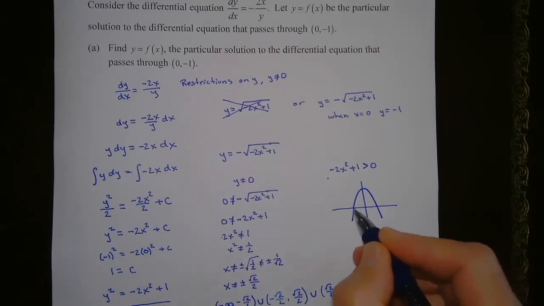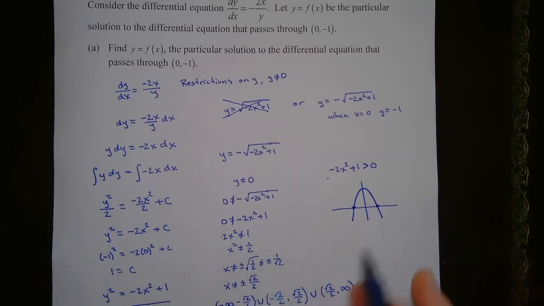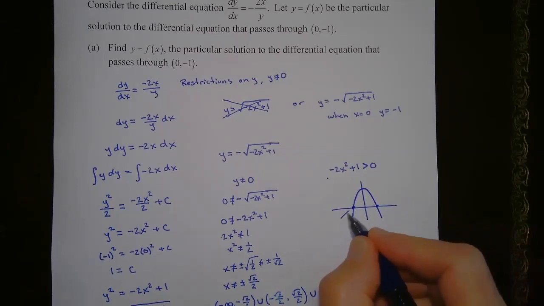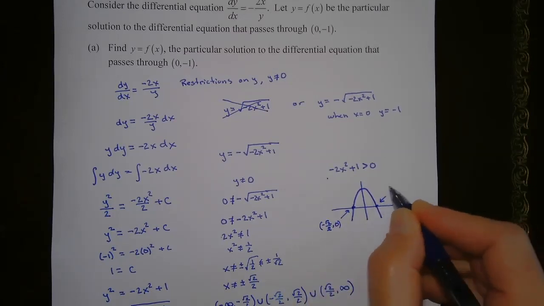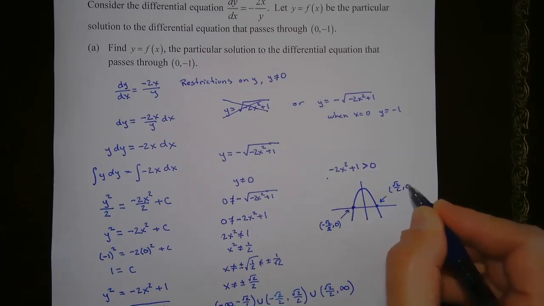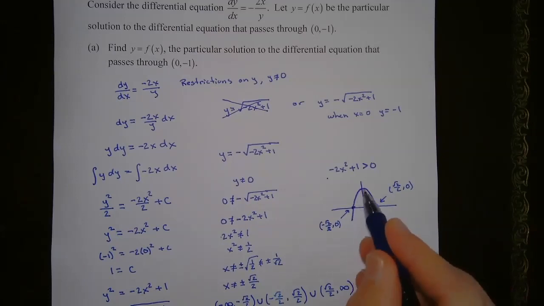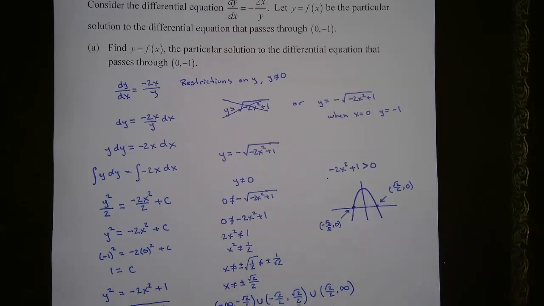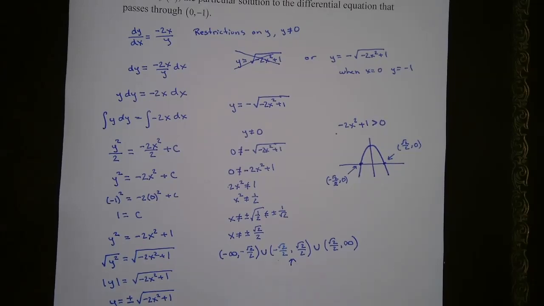Okay, and what are these values right here? Well, these are the x-intercepts. So this would be the negative square root of 2 over 2, comma 0. And this one right here would be the square root of 2 over 2, comma 0. All right. And where would this be positive? Well, it would be everything in between. So that's just an additional fact that helps us to pick this middle interval, negative square root of 2 over 2 to the square root of 2 over 2. Okay. So what's our final answer to this?